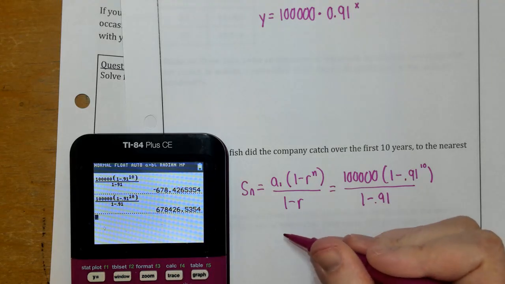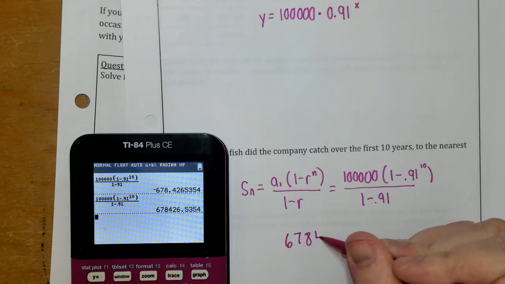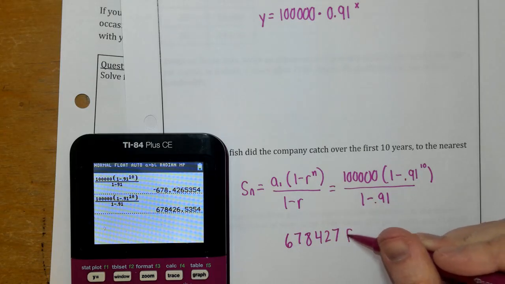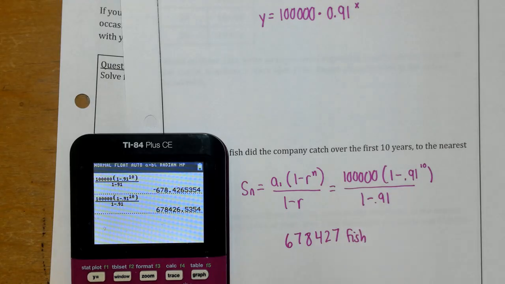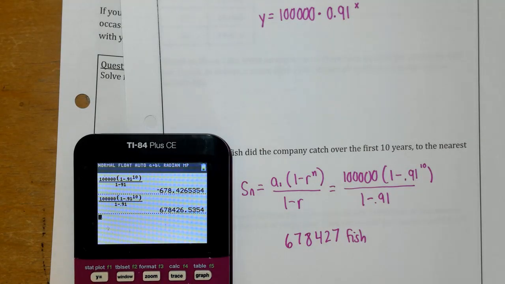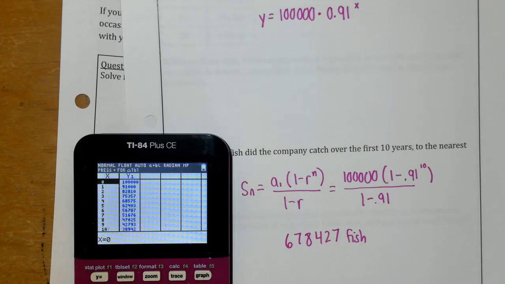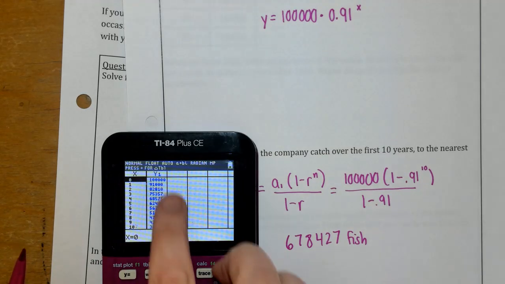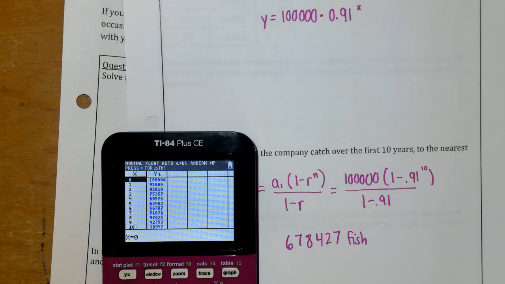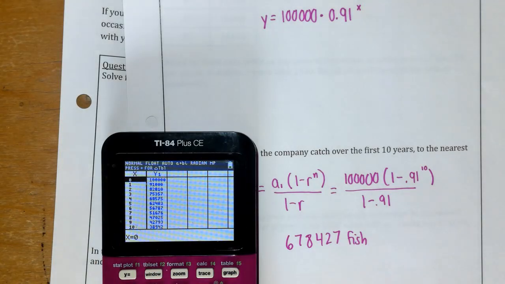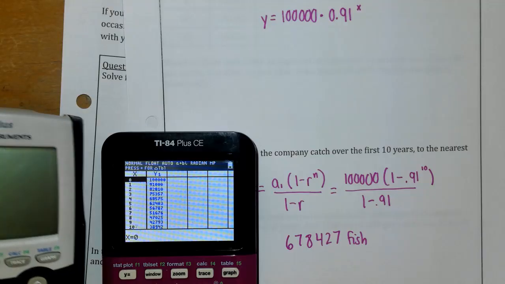All right. So after 10 years, they would have caught 678,427 fish. It says round to the nearest fish, right? And just because I'm curious, I'm going to go back to my table and check to make sure this is right. If I add up all these numbers on the screen, I should get 678,427, right? Because it said the first 10 years. So let's just double check this.